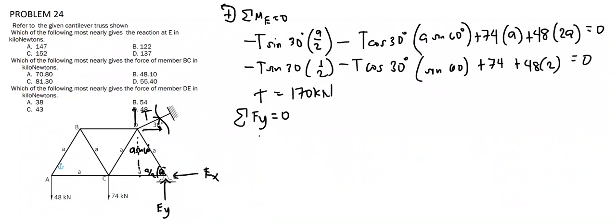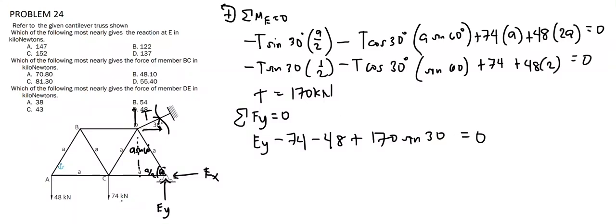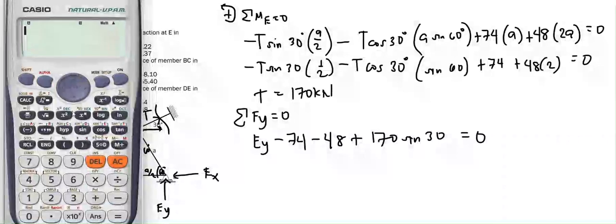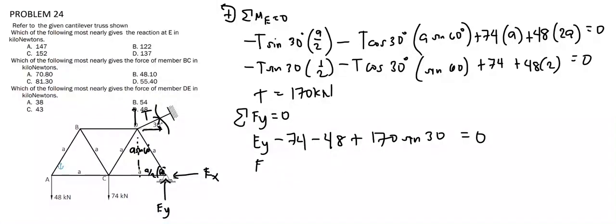So let's start by solving for the reaction of EY. That is EY minus the 74 kilonewton force minus 48 plus the tensile force of 170 kilonewton sine of 30 degrees equal to 0. And we can now solve for EY. That's EY minus 74 minus 48 plus 170 sine of 30 degrees equal to 0. Shift solve, we get EY equal to 37 kilonewton.